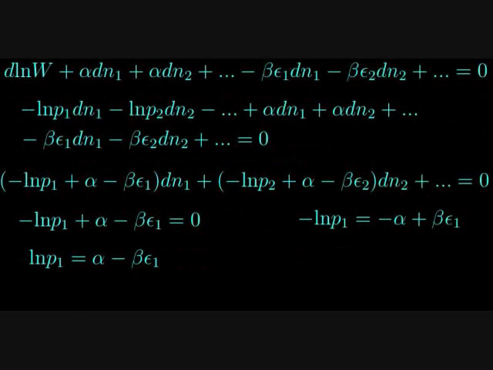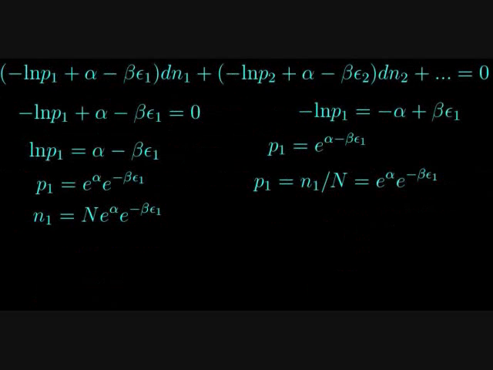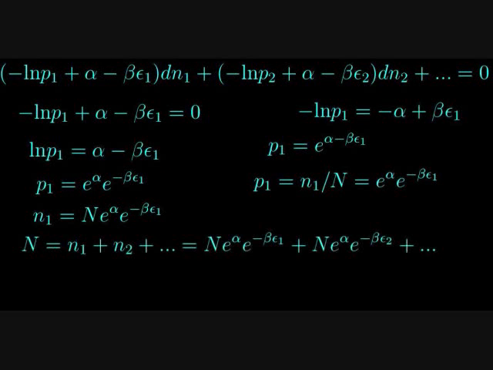Multiply both sides by negative 1. Take the exponential of both sides. Factor out an e to the alpha. Use the definition of p sub 1. Multiply both sides by capital N. Write capital N as the sum over n sub i, and note that we have just shown that n sub i can be written as N times e to the alpha, e to the negative beta, E sub i.